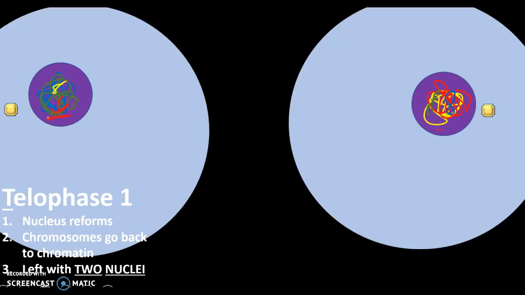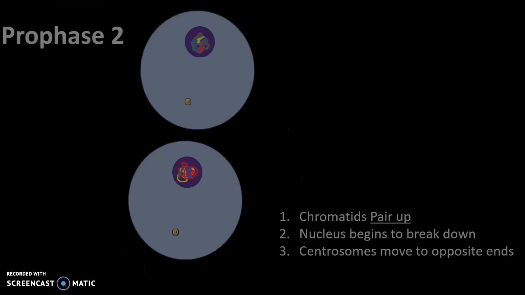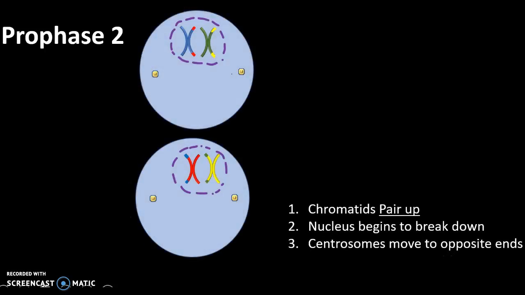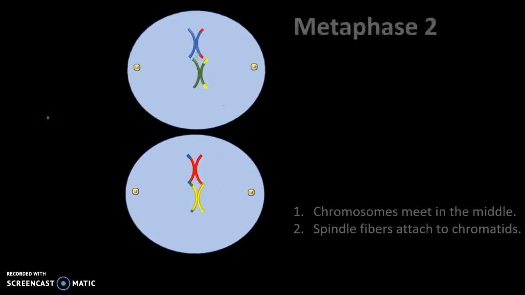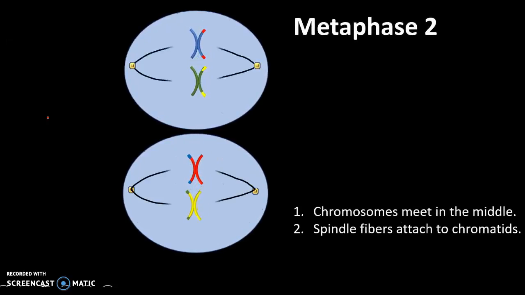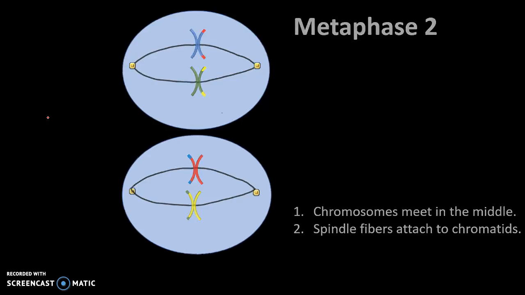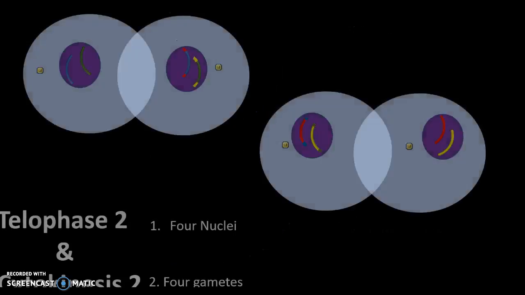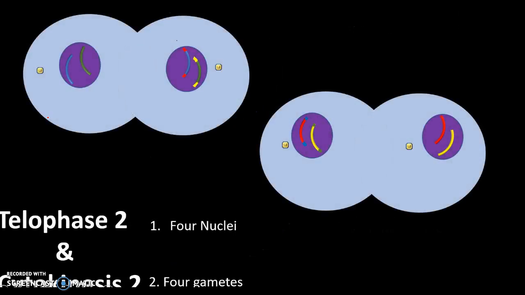Now, just like your favorite movie, we go to the sequel, prophase 2. From here on out, everything is pretty much the same as mitosis, except now we have 2 cells. The nuclear membrane breaks down. They form chromatids. Chromosomes meet in the middle. Spindle fibers attach. Anaphase: chromatids are pulled apart. Telophase 2 and cytokinesis 2.